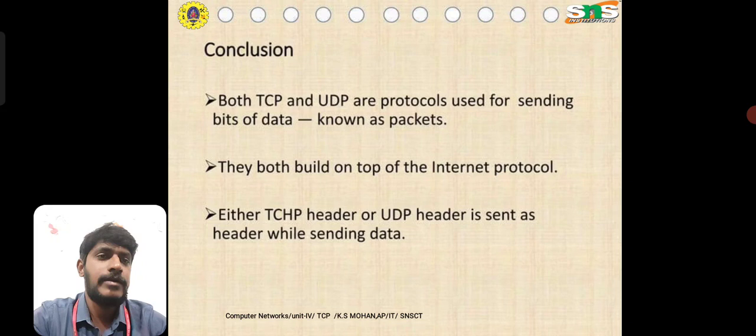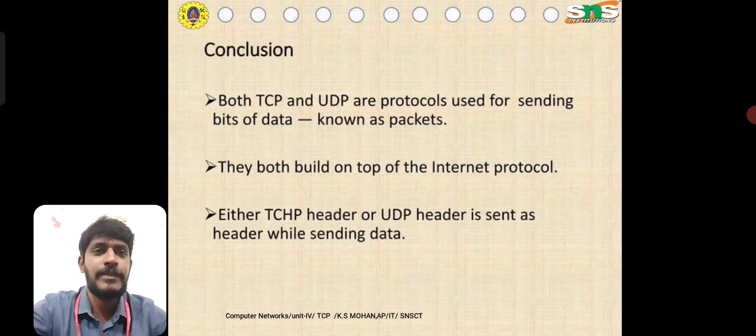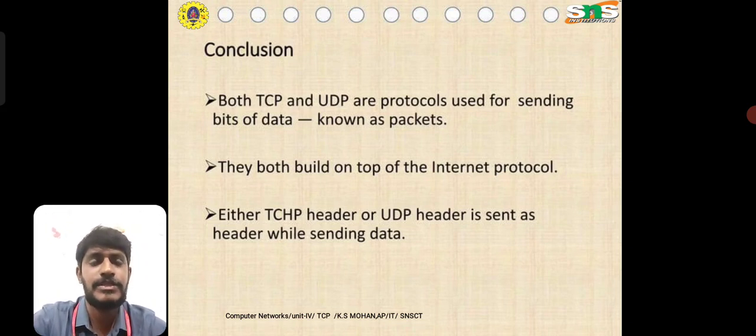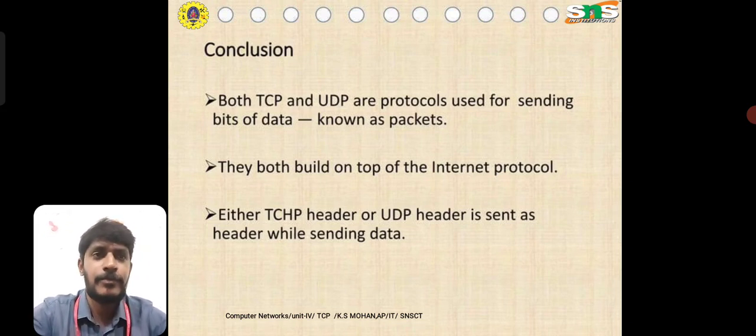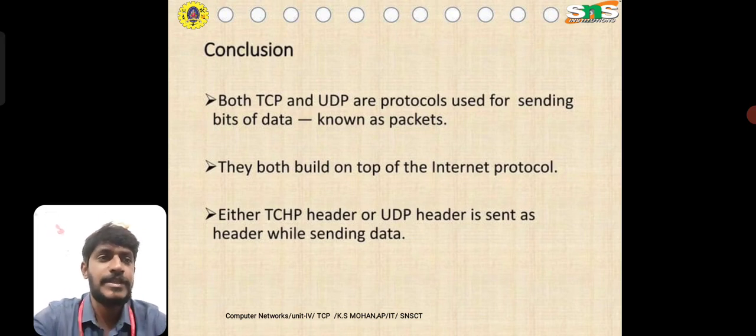Now we come to the conclusion. We discussed TCP in this video. TCP and UDP are the protocols used for sending bits of data known as packets. They both build on top of the Internet Protocol. Either a TCP header or a UDP header is sent as a header while sending the data.